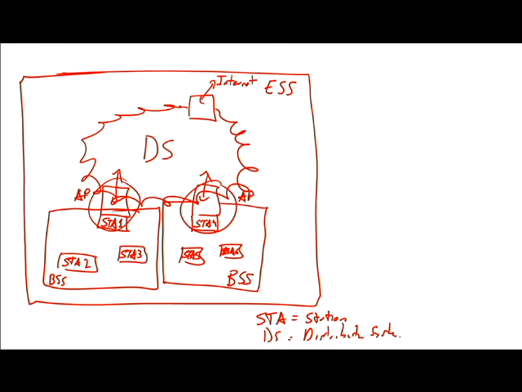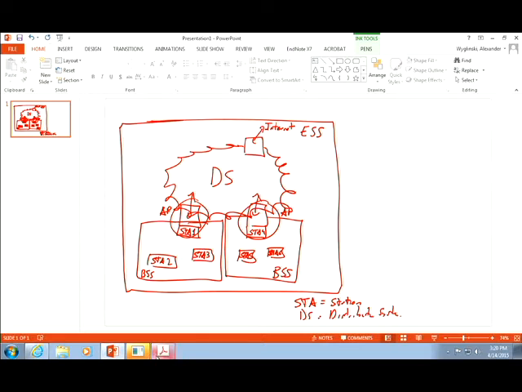Okay. And so what ends up happening now is, okay, how do we do association and disassociation? So how do we choose to associate with one of these access points and not another one, right? So how do we do that? Let's keep that this time.